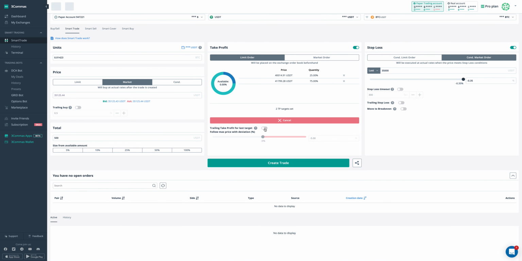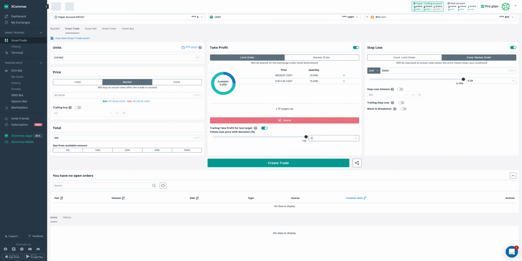Now, you can activate trailing take profit as well. What that means is, let's say we've got the deviation at -1. So once it hits your take profit target, say your take profit target was 3%, it hits 3%, but let's just say it keeps going up and it keeps going up, then it will stay in the trade until it drops 1% by the deviation you've set, and then it will sell. So it allows you to catch those big moves if there's ever a pump.